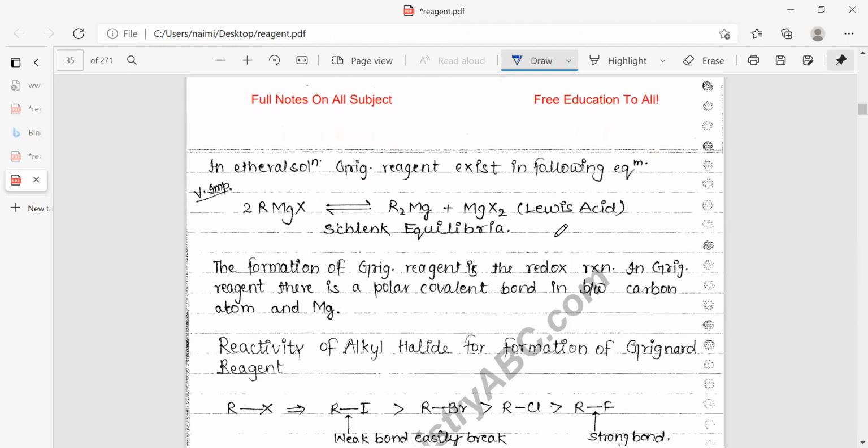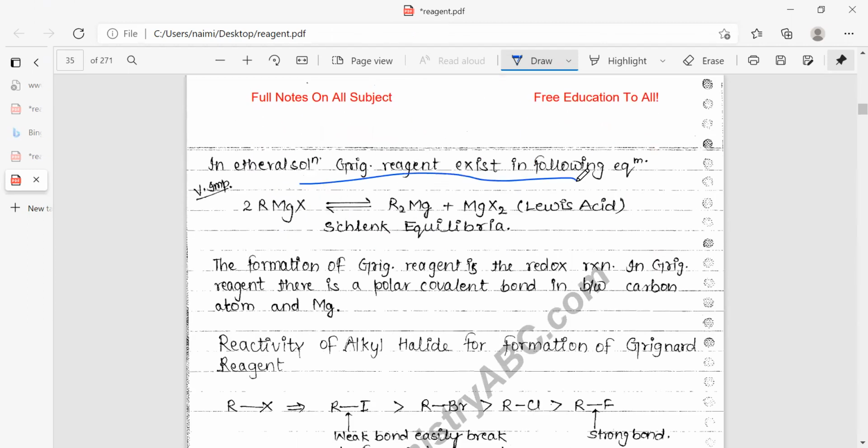Again, you can see that in ether solution the Grignard reagent exists in the following equilibrium. Two RMgX form R2Mg and MgX2. The reaction is reversible, so two components will be formed here, and it is called the Schlenk equilibrium.